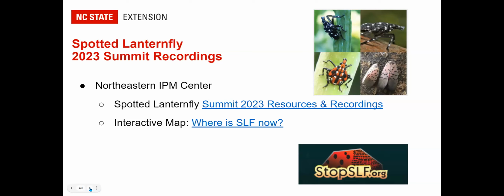The Northeastern IPM Center also has an interactive map talking about where spotted lanternfly is now. And the last I checked this map, the sightings had reported 16 or so counties in North Carolina. So take a look at that.